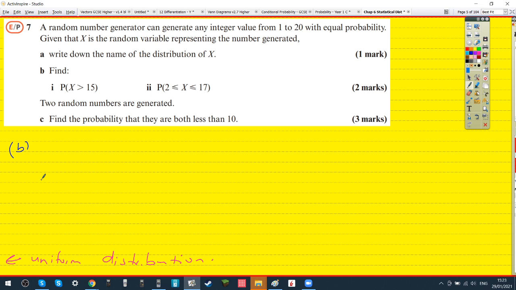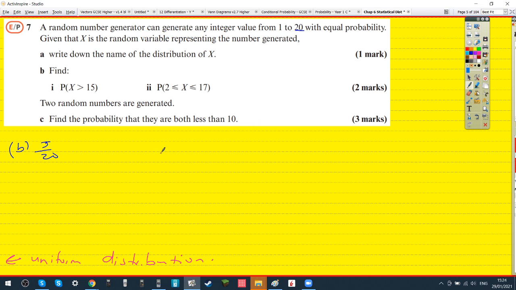So probability random. So is it just going to be 4/20? I think it's 5/20 because it's 16, 17, 18, 19, 20. Yeah, because you include 20. Yeah, 20 is included. Yeah, you get the idea.